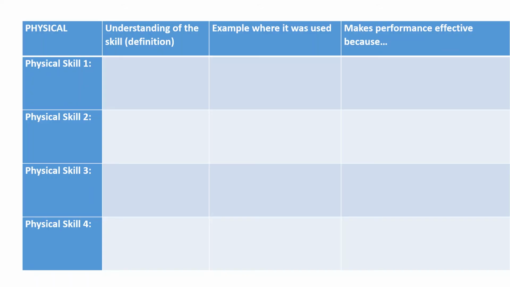I've put a column here for understanding the skill or giving a definition. Now, although you won't need to state the definition of all the skills in your essay answer, it's important to understand what they mean. This is because if you have a better understanding of what the skill actually means, then you can explain it better in your answer. It will also help you to think of all the examples of places where you use that skill in your dance.